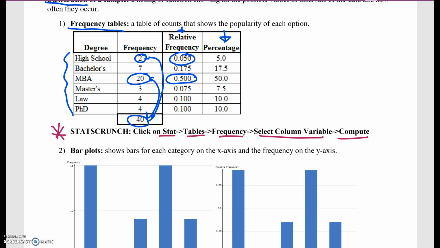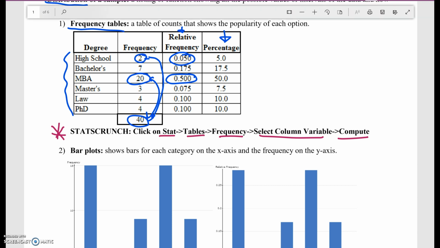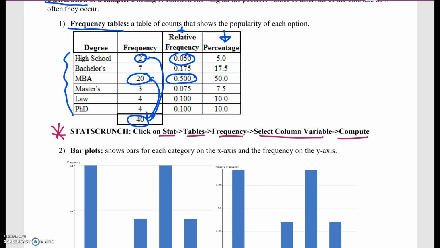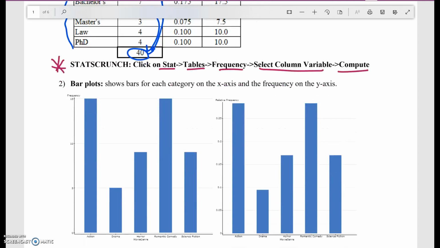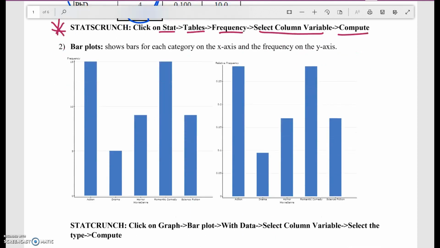That's the frequency table. Now, the next thing that you want to consider, so let's say you are more of a visual person and you don't really want the table of values, but instead you want something completely visual, then the next thing that you would want to look at is maybe a bar plot. So if you can't quite see the table and you want to see something much more visual, then a bar plot is what you want to go to. So a bar plot shows bars for each category on the x-axis and the frequency on the y-axis.